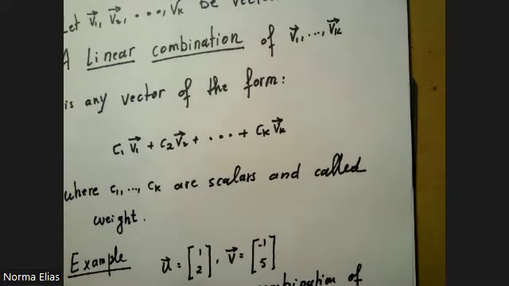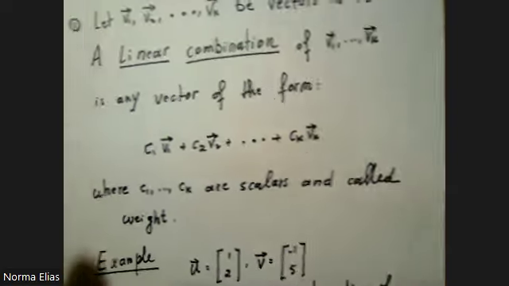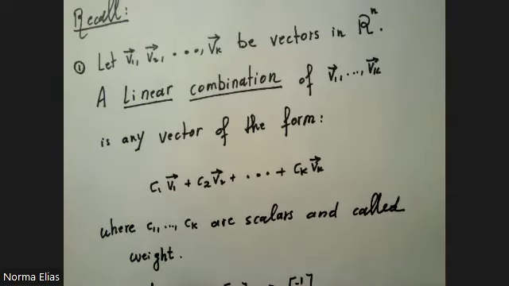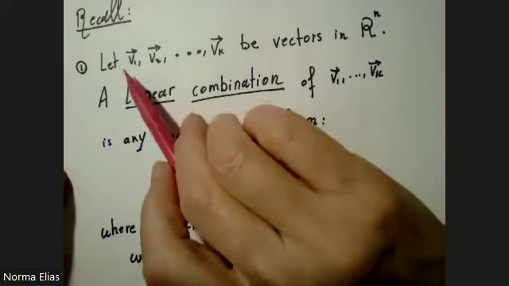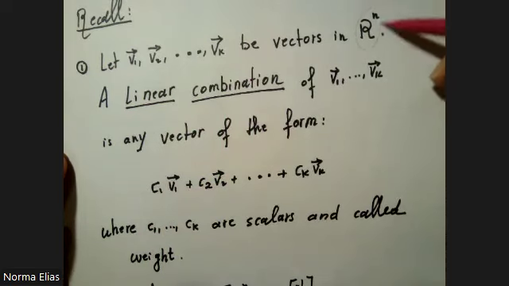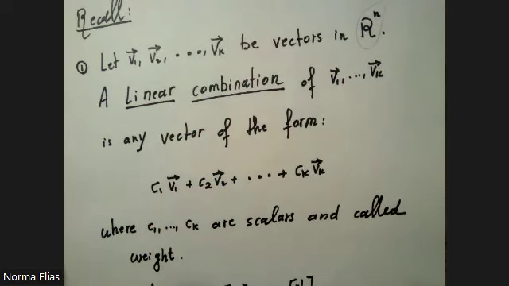You guys have this written down. I just remind you the definition. So let us recall the following. Suppose we have a bunch of vectors in Rn. Remember, a vector in Rn means nothing more than a list of n numbers. Algebraically, that's what it is. So don't be afraid of it.